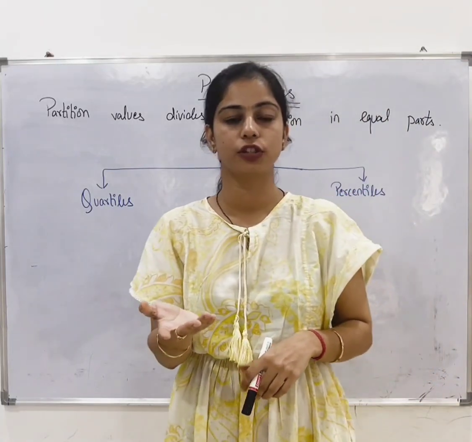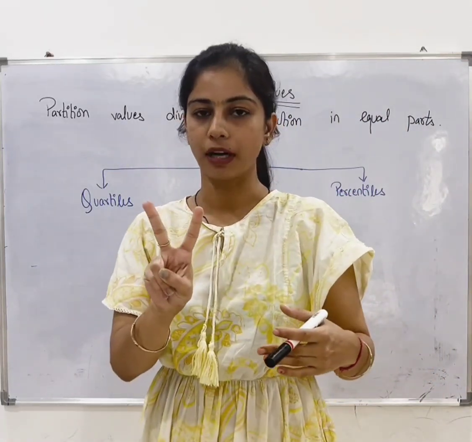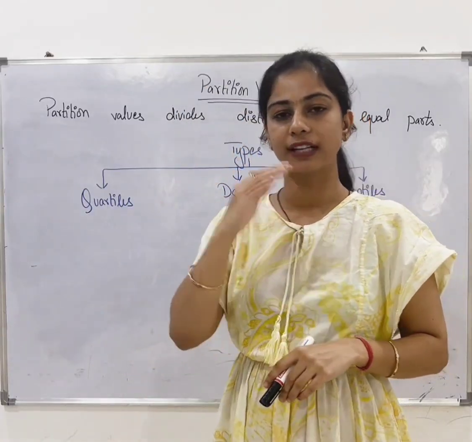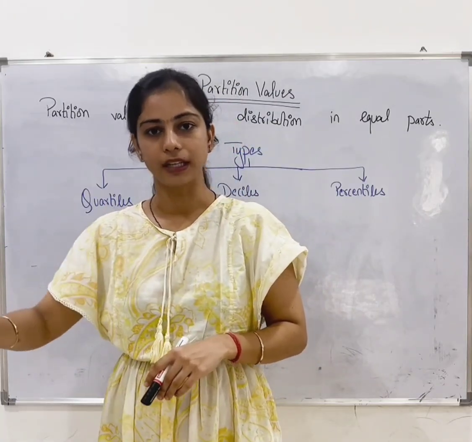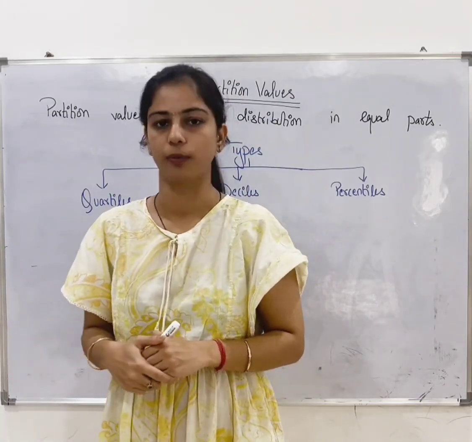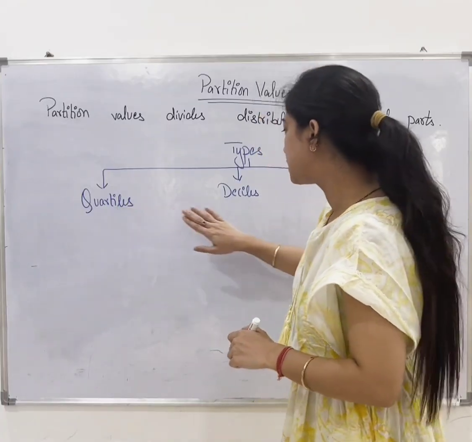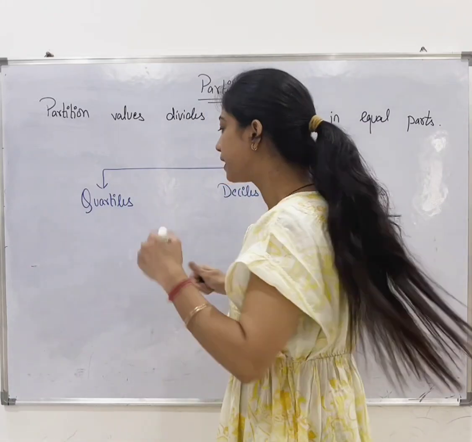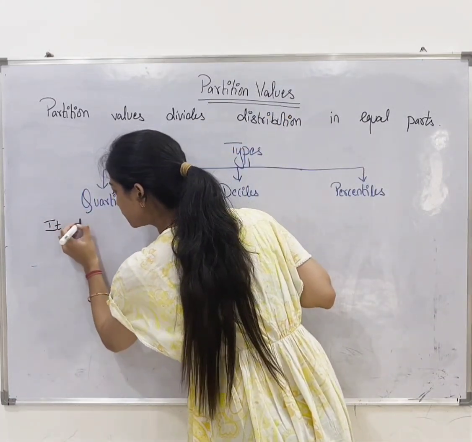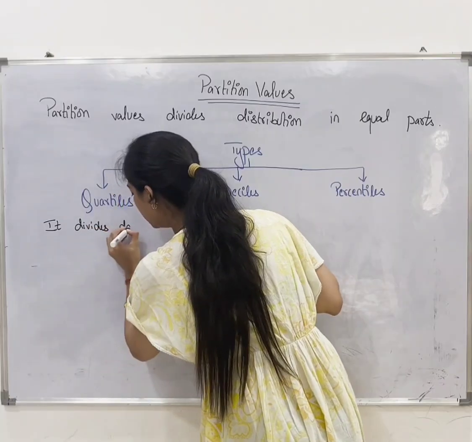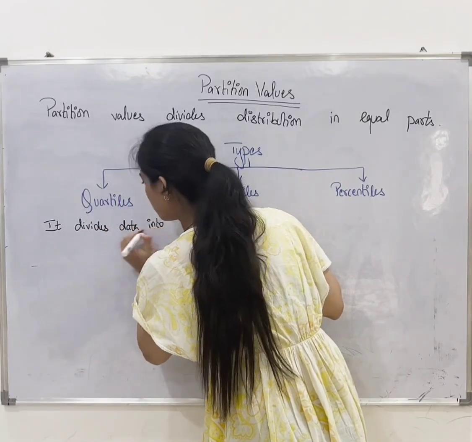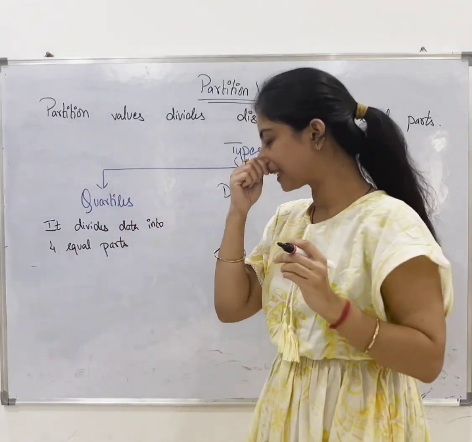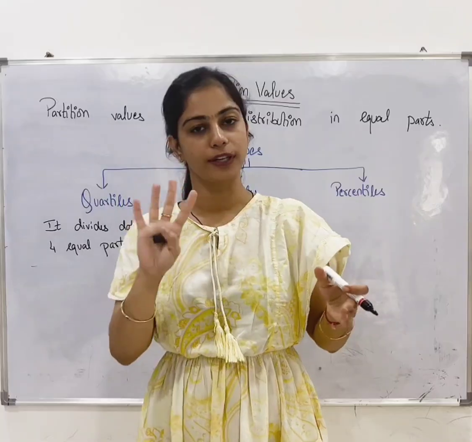As I mentioned, median divides the data into two equal parts, the left side part and the right side part. In a similar way, partition values also divide the data into equal parts, depending on which type of partition value we are talking about. The first one is quartiles, second is deciles, and third is percentiles. When we talk about quartiles, it divides the data into four equal parts.